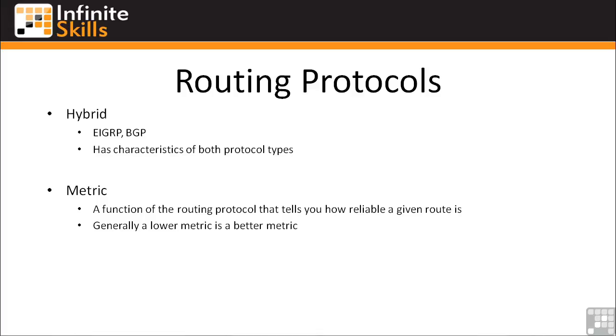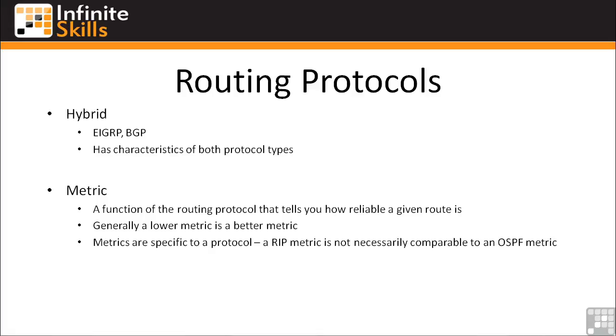And one thing to keep in mind is that metrics are specific to a routing protocol. A RIP metric is not necessarily the same as an OSPF metric. Again, RIP's metric is very simple. It's simply hop count. How far away is that network? Whereas OSPF takes into account link speed and delay. In EIGRP, there's this whole complex mathematical formula that it uses, and it uses various K values to determine what the best route is and what its metric is. And this is internal to the routing protocol.